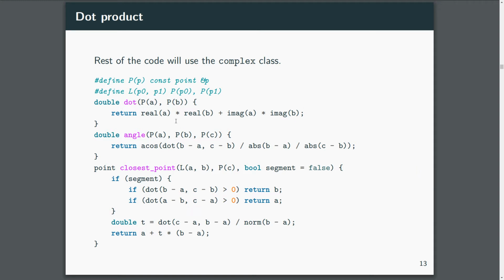So here we have the dot product, and we can call that for the angle. And then to find the closest point, we first need to check, is it a segment? And then this handles the two cases. Otherwise, it's just on the line segment, and we use the projection to find the point.